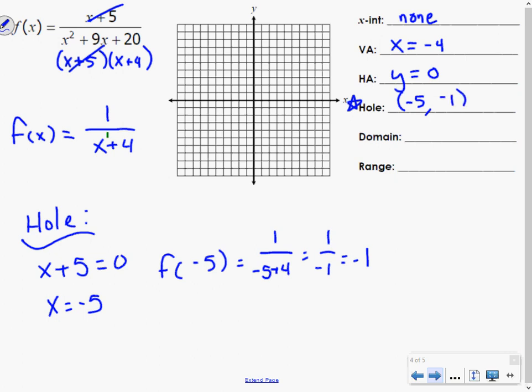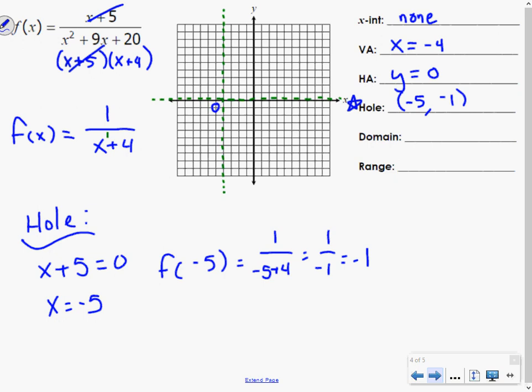So let's go ahead and sketch our asymptotes. Let's put an open circle where this hole is, and then we will go to our calculators and get some more points. So there's my horizontal asymptote. Here's my vertical asymptote. My hole is at (-5, -1). I'm going to put an open circle there.